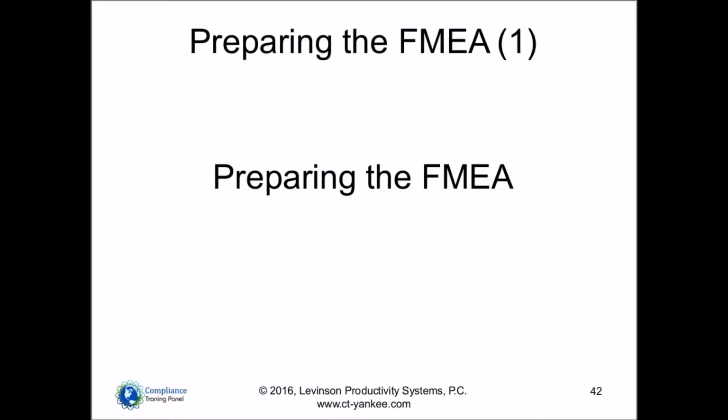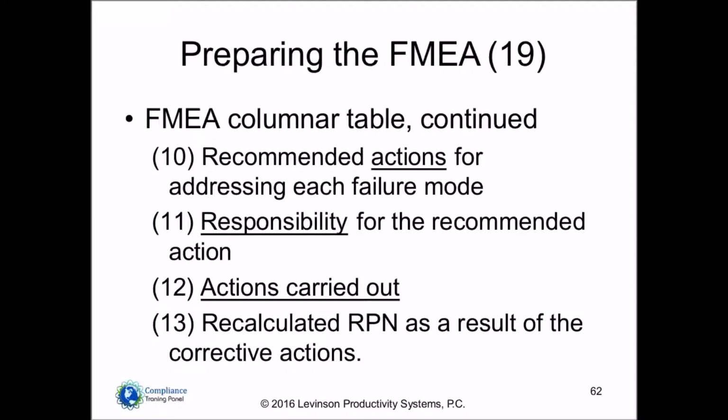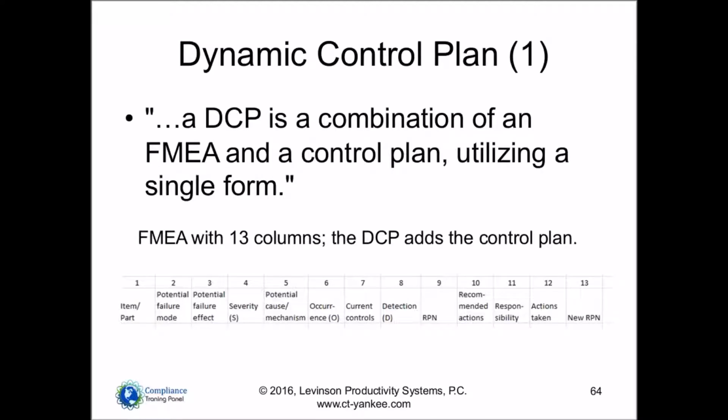Okay, how to prepare the FMEA? The process flow chart is the starting point for a process FMEA, and it consists of a columnar table. The columnar table continues with recommended actions and responsibility; somebody has to be responsible. That's also in the Stamatis document. Actions carried out, and then the RPN is recalculated as a result of the corrective actions. If the corrective actions reduce any of the 3 ratings, you're rewarded with a lower risk priority number. Okay, this again is from the Stamatis reference, a very good reference. I recommend it very highly.